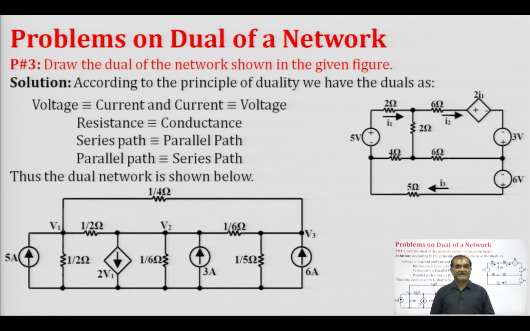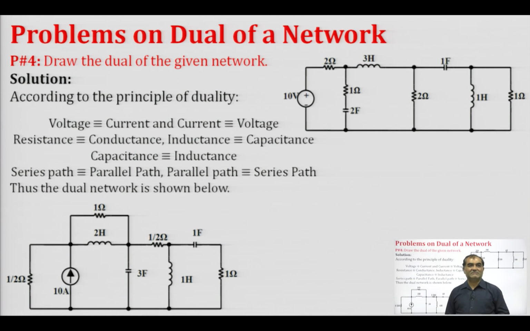Now, moving on to the next problem where we have to draw the dual of this network. So, again this is the network given to us, we go for the transformation part, that is voltage source into current source. This is our dependent source, this is our independent source. So, this dependent source depends upon the current I1 which is flowing in this particular portion of the network. So, we can apply directly this principle and we can transform that into a dual network.